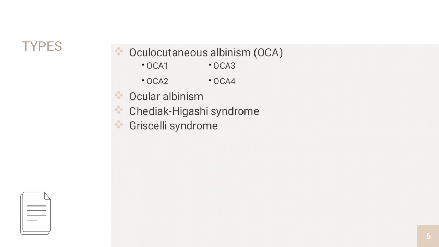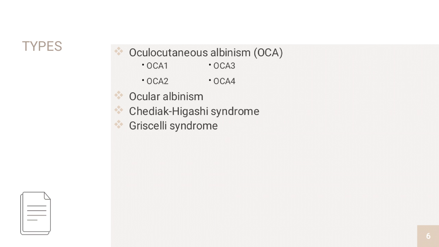People with this subtype have white hair, very pale skin, and light eyes. The second one is OCA1B. People with this subtype produce some melanin, and they have light-colored skin, hair, and eyes. Their coloring may increase as they age.